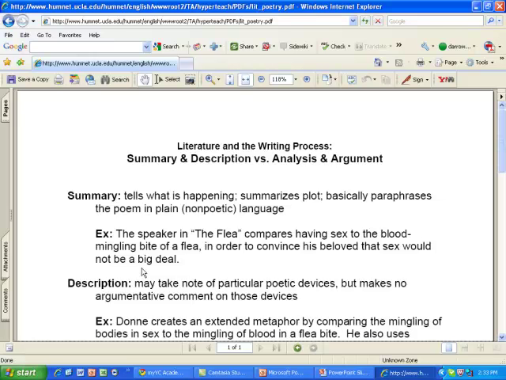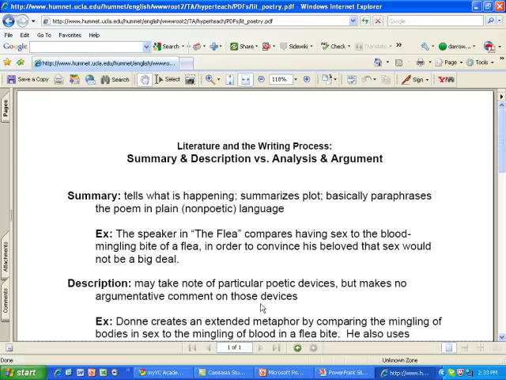So a summary tells what's happening. The speaker in The Flea compares having sex to the blood-mingling bite of a flea in order to convince his beloved that sex would not be a big deal. Okay, so you actually have to do some close reading of the poem just to figure out what it's about, which is something that we may have learned from reading poetry in the last unit.